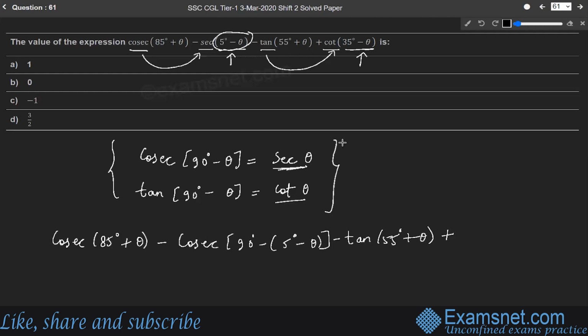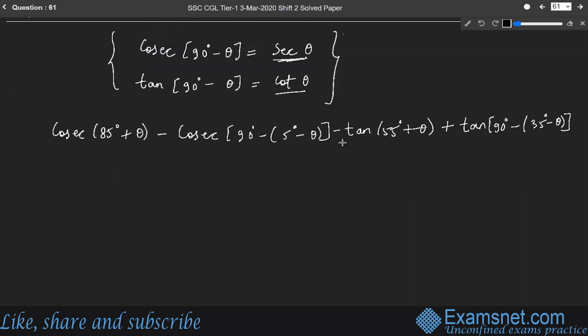We know that cot theta is equal to tan 90 minus theta. And here what is theta? 35 degree minus theta. This is the value for theta here. Okay. So this will be equals to tan of 90 degree minus theta. What is theta here? 35 degree minus theta. All right. Now we have to simplify this.